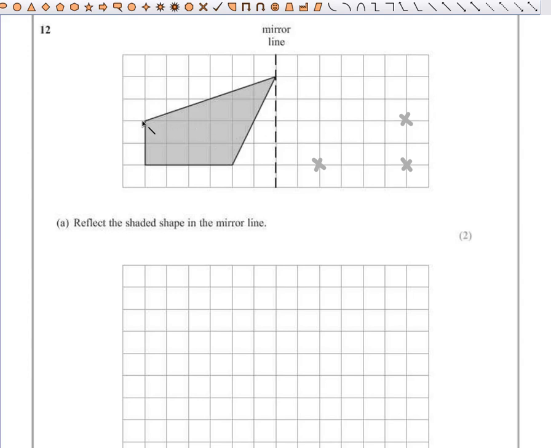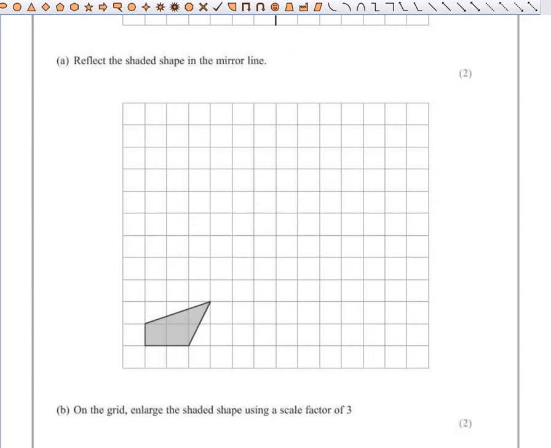Just to show this, still in a straight line, still at 90 degrees to the mirror, and it's 1, 2, 3, 4, 5, 6 squares away from the mirror. So the image is 1, 2, 3, 4, 5, 6 squares away. To complete the shape, you need to join the corners together in the correct way to show our perfectly reflected shape.